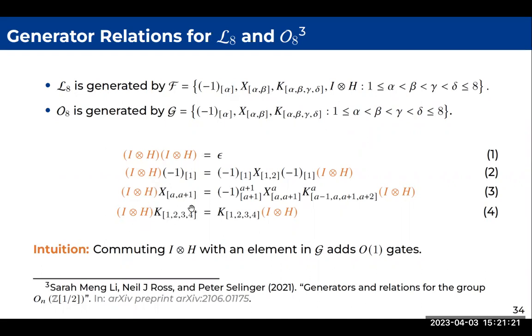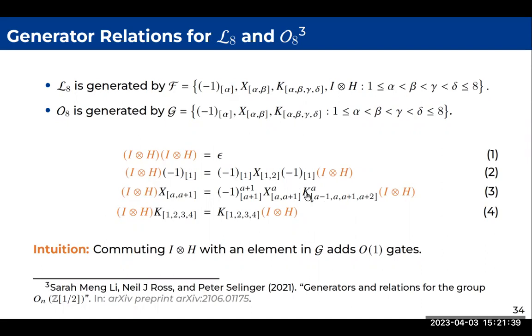So what we observe is, we know that I tensor H is of order 2. And we also know that if you push I tensor H through these 1-level, 2-level, and 3-level operators, you can get a new sequence of generators, but the cost is at most 3.